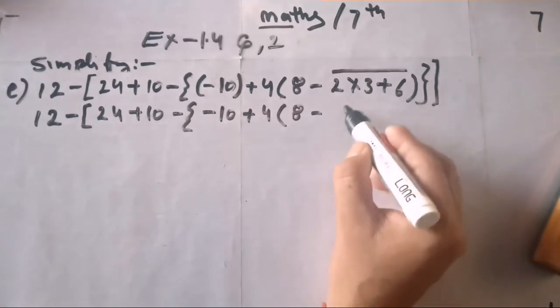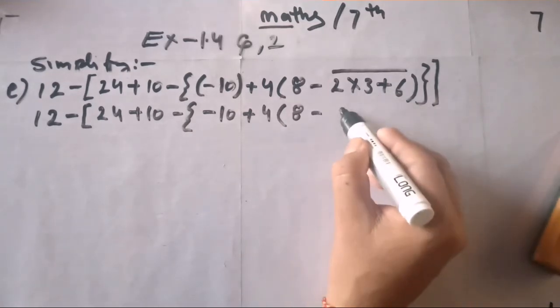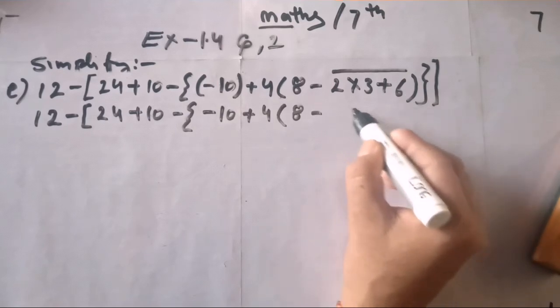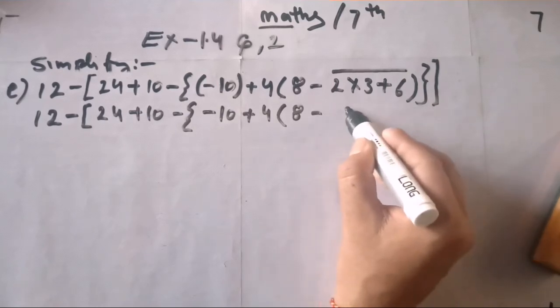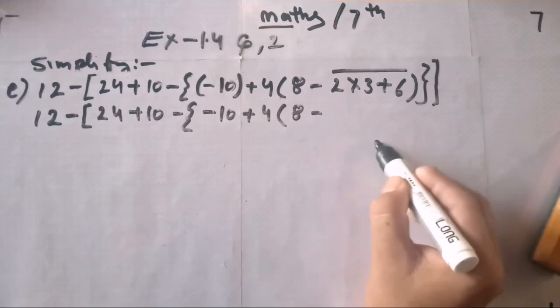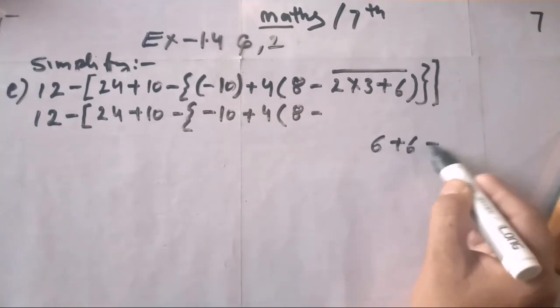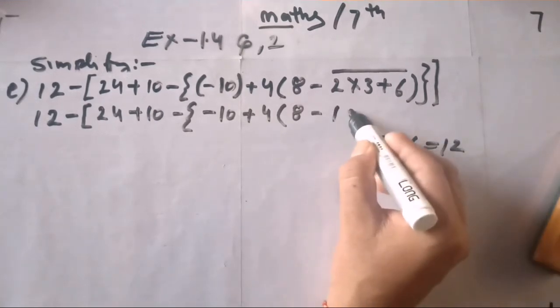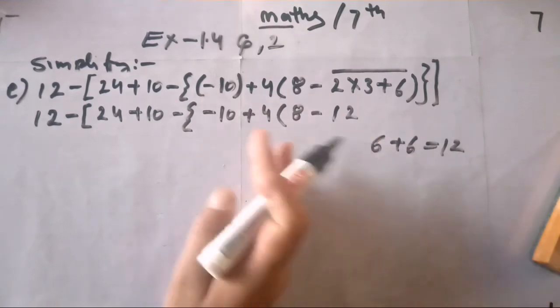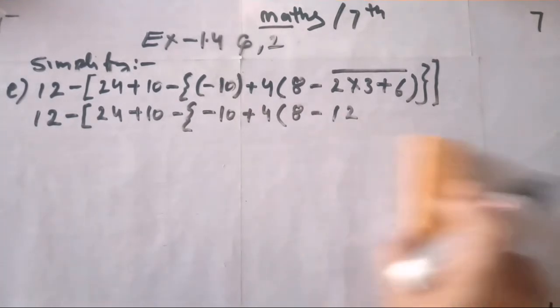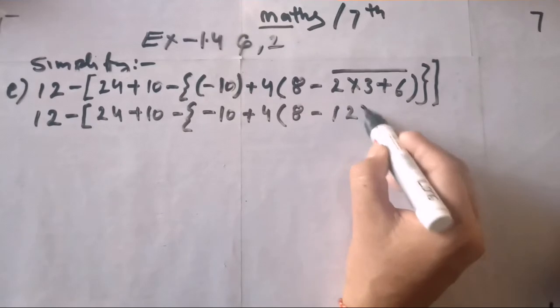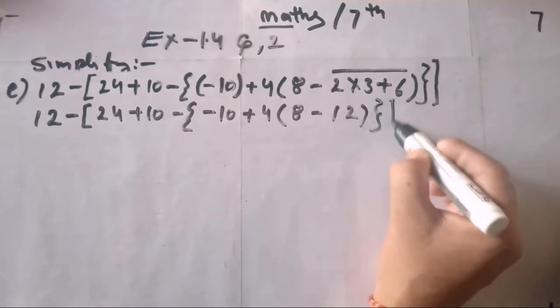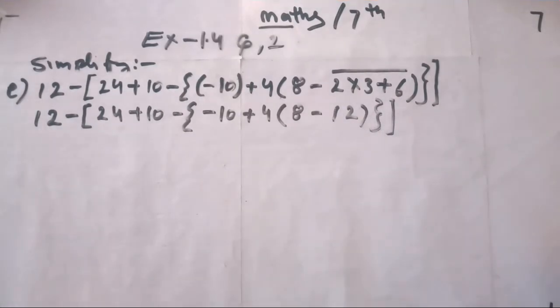So this is equal to 3 times 6 and 6, and 6 plus 6 is equal to 12. So this is equal to 12 beta, and the minus sign is outside the bracket. Now your curly bracket will close, right beta?